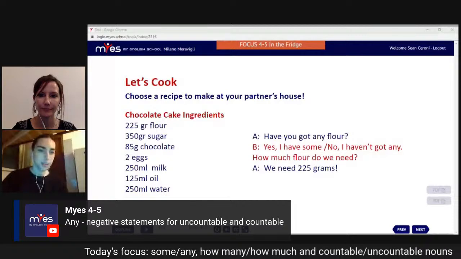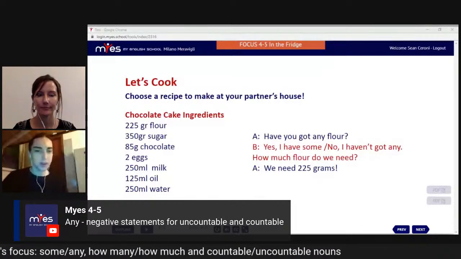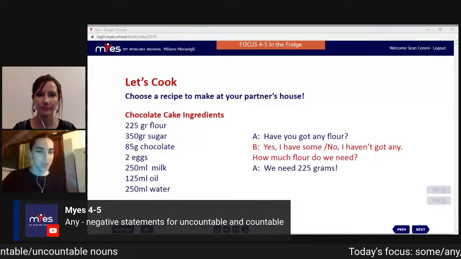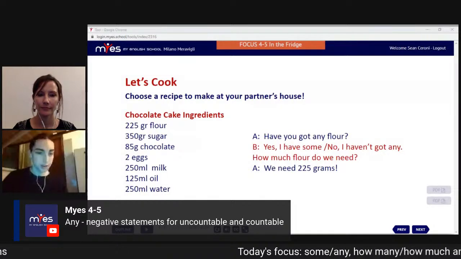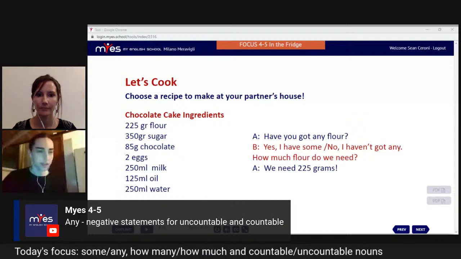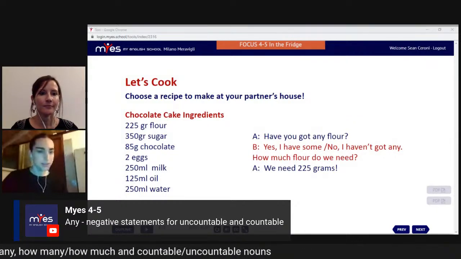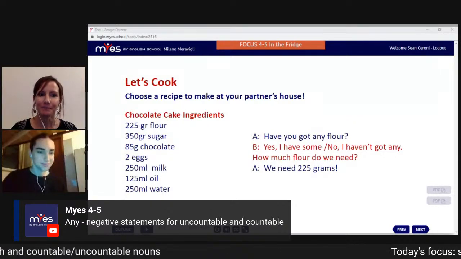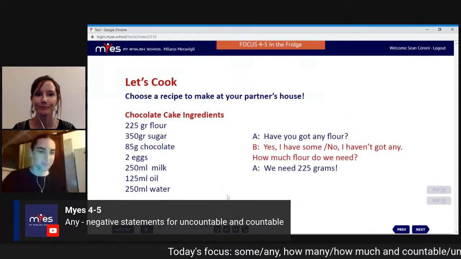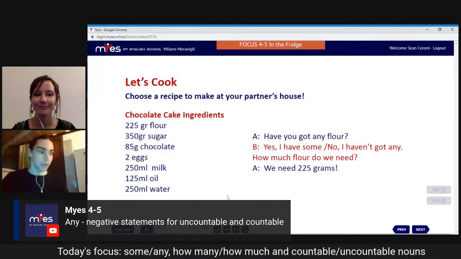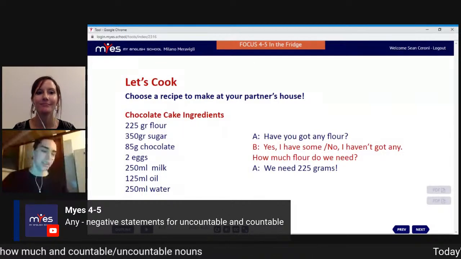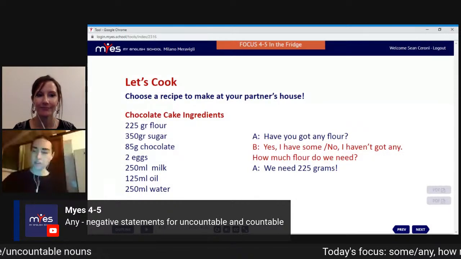So, let's cook. Choose a recipe to make at your partner's house. So, chocolate cake ingredients. Let's imagine we want to make this chocolate cake. Do you like chocolate cake, Danielle? I do a lot. Do you? Yeah, I like it, but I've never made a chocolate cake. I don't like baking so much. Do you like to bake?